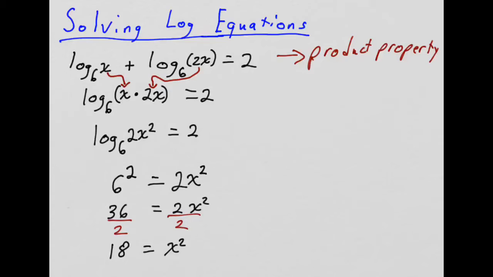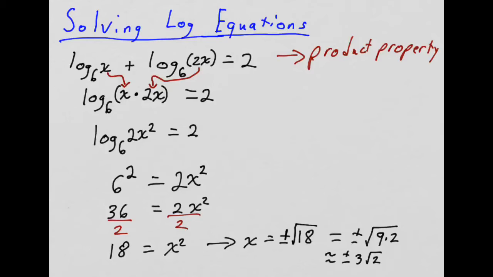So then we'll have x is equal to plus or minus the square root of 18. And you could either simplify that by remembering that 18 is 9 times 2, so we'd have plus or minus 3 times the square root of 2, or using a calculator, get a decimal approximation.